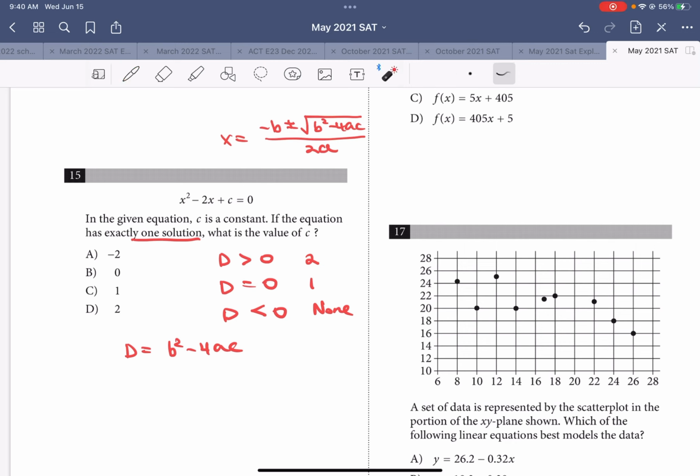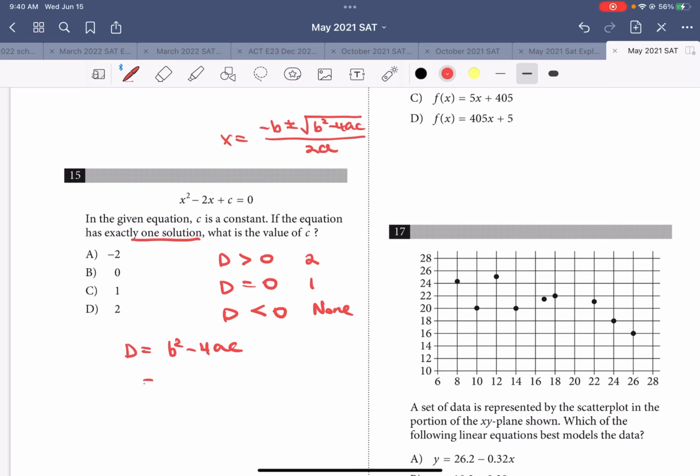So if this is greater than 0, then one is a plus, the other one is a minus. So you have two roots. If this one equals 0, then this is gone. So you only have negative b over 2a, one root. And if the inside is negative, that's undefined. So you're not going to have any real roots. So that's where it's coming from. It's coming from the quadratic formula.